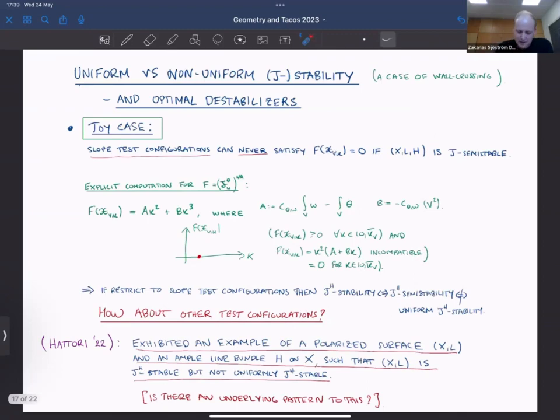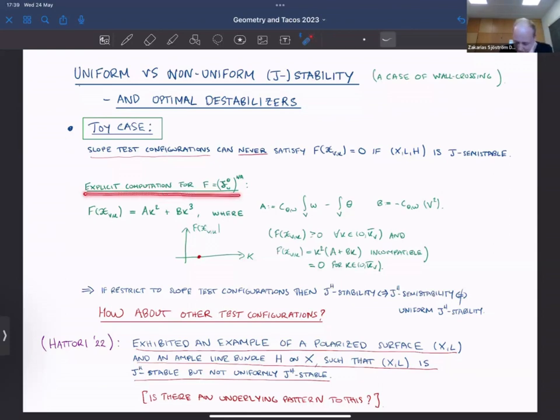Okay, so comparing these things, and this is also strongly related to optimal destabilizers, really two sides of the same coin. The first observation to make is that if we focused, as we did before, only on slope test configurations, then for sure they can never realize a zero of this non-Archimedean functional if we assume that we are semi-stable. So again, if you are on the wall, you can never have such a slope test configuration that realizes the value 0. A non-trivial one, of course. A trivial one wouldn't be able to satisfy this.